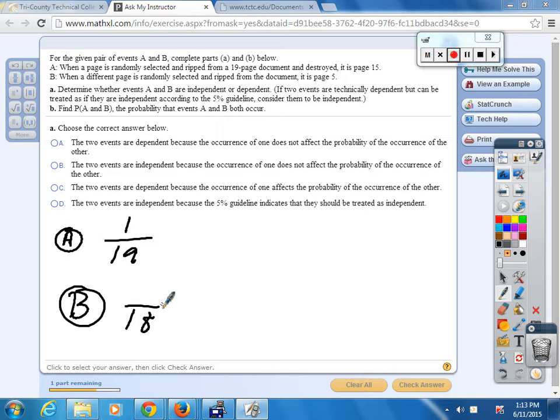All right, and it says rip for page 5. So that'd be 1 out of 18. All right. Now, what they're saying right here, if two events are technically dependent, but can be treated as if they are independent according to the 5% guideline, consider them to be independent. Now, what that means is the difference between the two is mu minus old over old. Okay? If that is less than 0.05, then it's not that big of a difference.